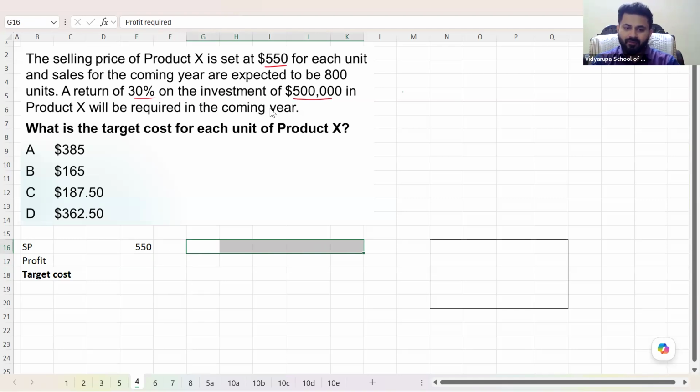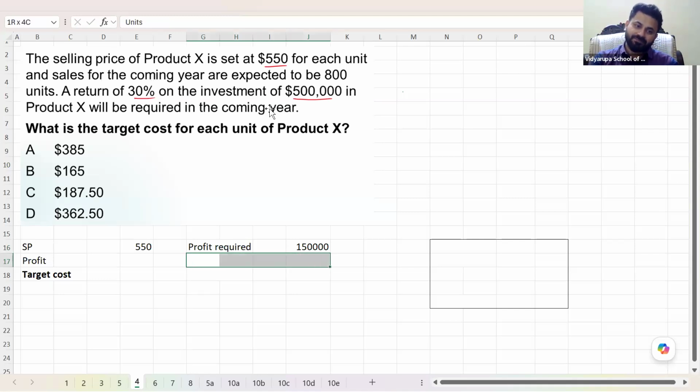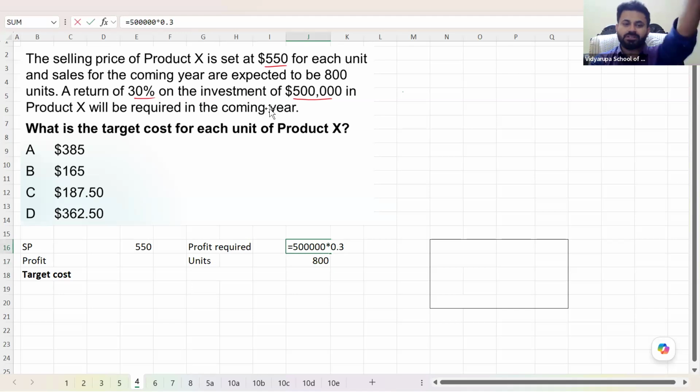So what is the profit actually required? The profit required is 5 lakh, the investment, 500,000 into 30%, into 0.3. They want an overall profit of 150,000. And this is from how many units? As per the question, they expect a sales of 800. So the overall profit they want is not mentioned as a percentage of the selling price like they typically do in a normal scenario.